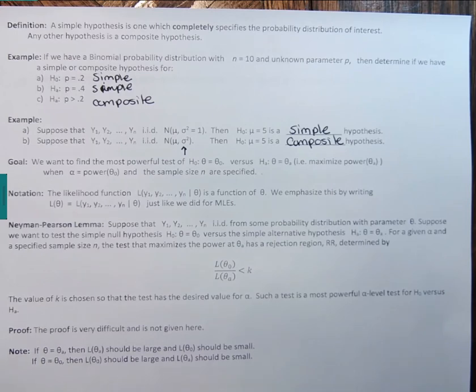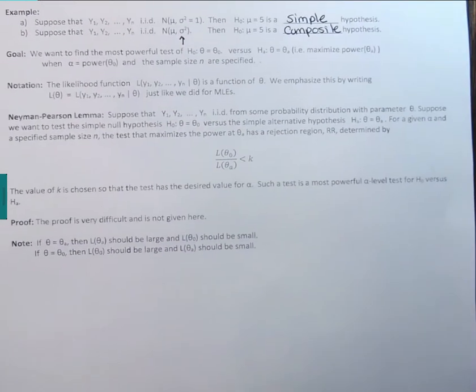So our goal here is to find the most powerful test of H naught, or under the null hypothesis, theta equal to theta naught, versus the alternative, when alpha, the power at theta naught, and sample size n are specified. Notationally, we're going to need to use the likelihood function again. We've seen this before. And we're going to use what's called the Neyman-Pearson lemma.